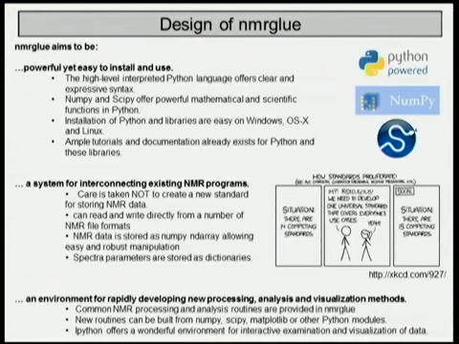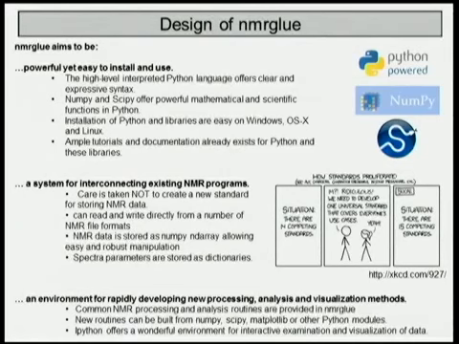NMR Glue also aims to be a system for interconverting between existing NMR programs, since there's so many of them out there. I tried to be very careful not to create a new standard. We have all these; we don't want to make another one so that there's just one more. So to do that, all the existing files are read directly from NMR Glue, and NMR data is stored as a NumPy array. Spectral parameters are stored in a Python dictionary.